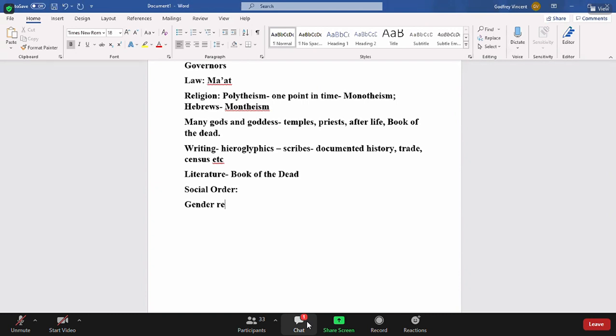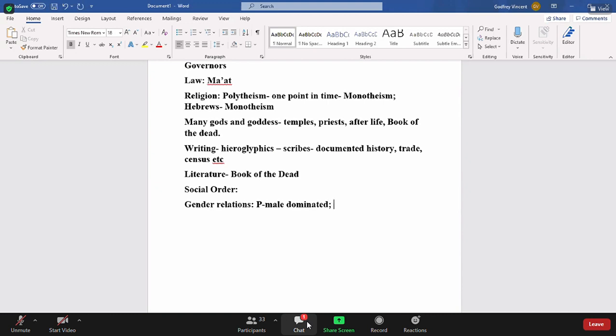Gender relations. What does that look like? Again, it was based on what? Was it a matriarchal society or a patriarchal society? It was based on a patriarchal society. Again, male dominated.